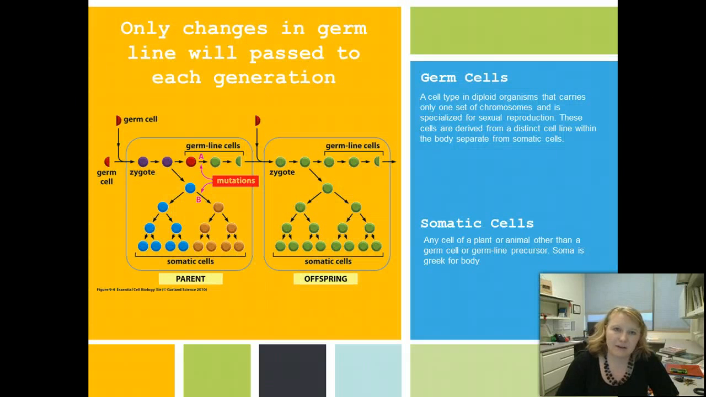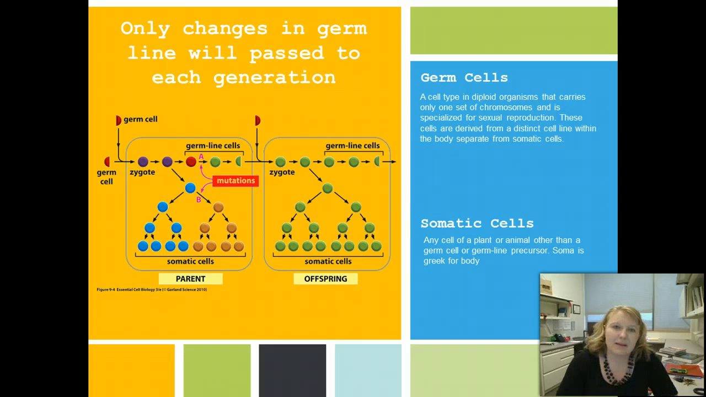So the first thing we have to get straight is that as far as genetic variation goes, the only important mutations, the only important changes, have to occur in germ cells. And so what are germ cells? We've mentioned this before, but let's go through the definitions again. A germ cell is a cell type in diploid organisms that carries only one set of chromosomes and is specialized for sexual reproduction. That in humans is eggs and sperm. The somatic cells are basically any other cell within the organism. And this is not the germline or the germline precursors, so it's just anything else. It's your skin cells, your hair cells, your eye cells.